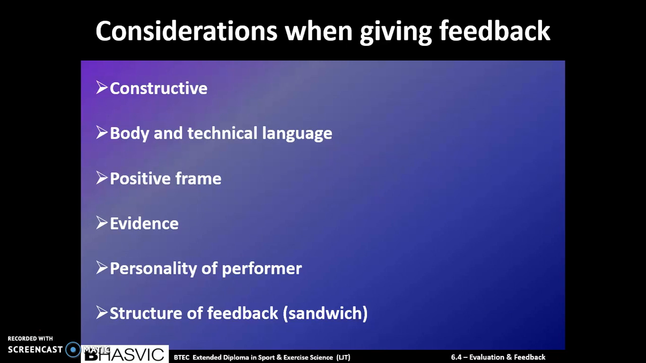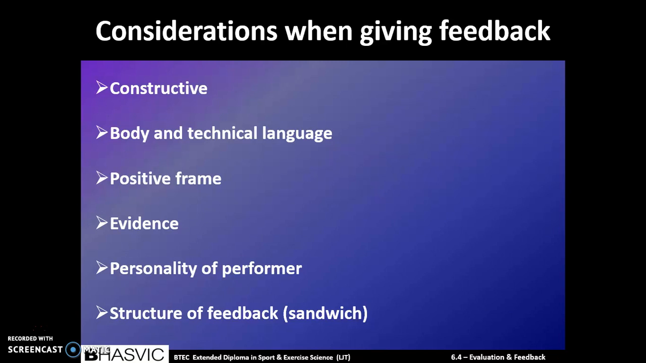Their personality, if they're very shy or not very confident whatsoever, you can't be too upfront, you can't be too confrontational, you don't want to be too harsh, and you don't want to be too direct. However, some people do thrive with that very direct and down to the point feedback, so it does depend on them as an individual. Of course, the structure.